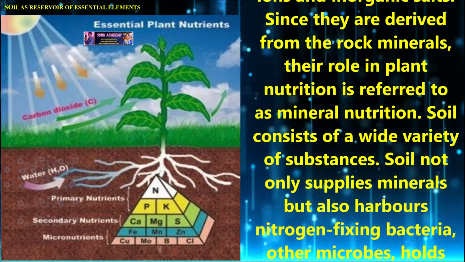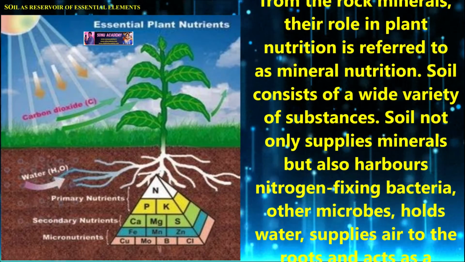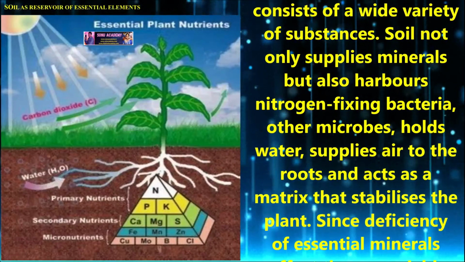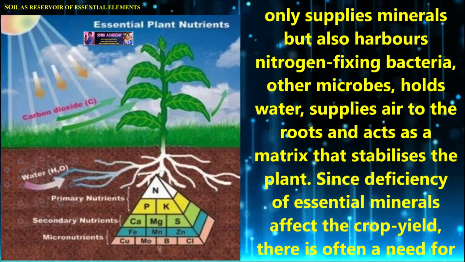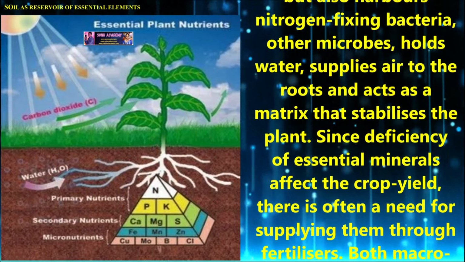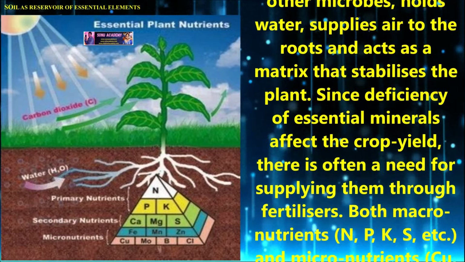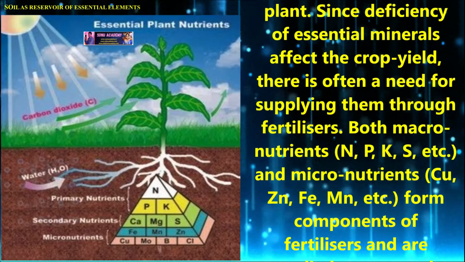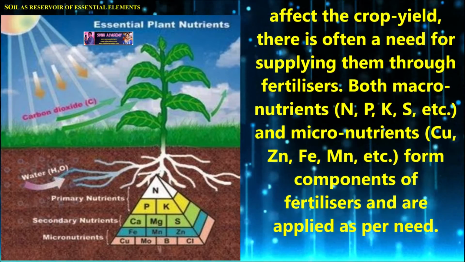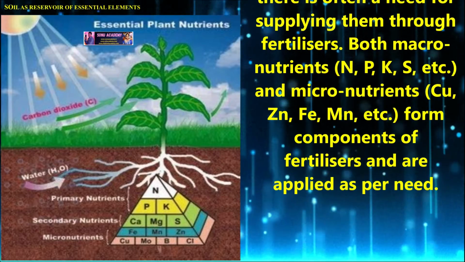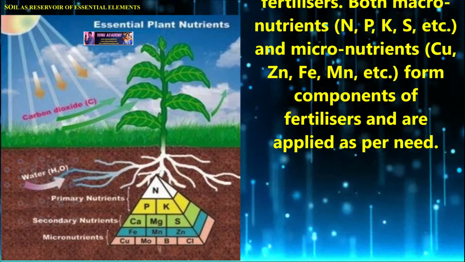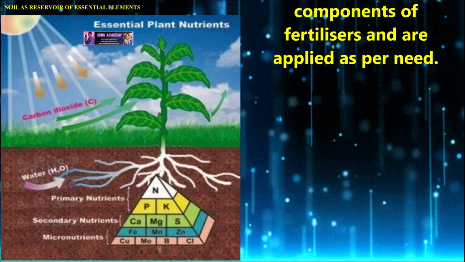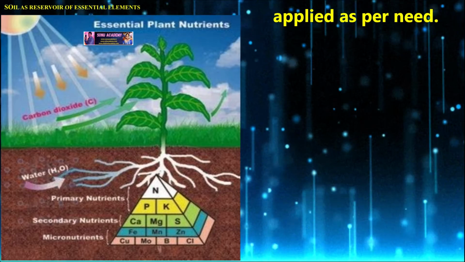Soil consists of a wide variety of substances. Soil not only supplies minerals but also harbors nitrogen fixing bacteria and other microbes, holds water, supplies air to the roots and acts as a matrix that stabilizes the plant. Since the deficiency of essential minerals affects the crop field, there is often a need to supply them through fertilizers. Both macronutrients, N, P, K, S, etc., and micronutrients, Cu, Zn, Fe, Mn, etc., form components of fertilizers and are applied as per need.